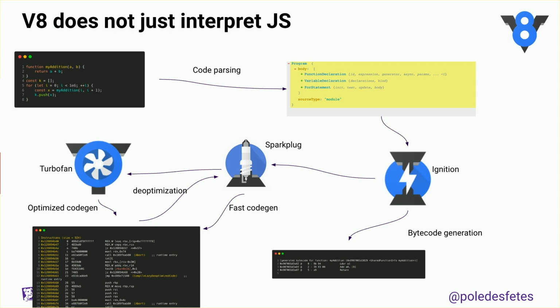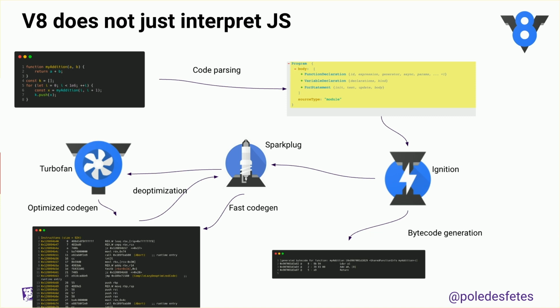As you can see, there are a lot of names coming from the car industry. But that's because it's an engine, I guess. And Ignition basically generates bytecode and executes it. It's really fast to generate the bytecode from your JavaScript code, but bytecode is slow to execute because it's interpreted. Then you've got Sparkplug.